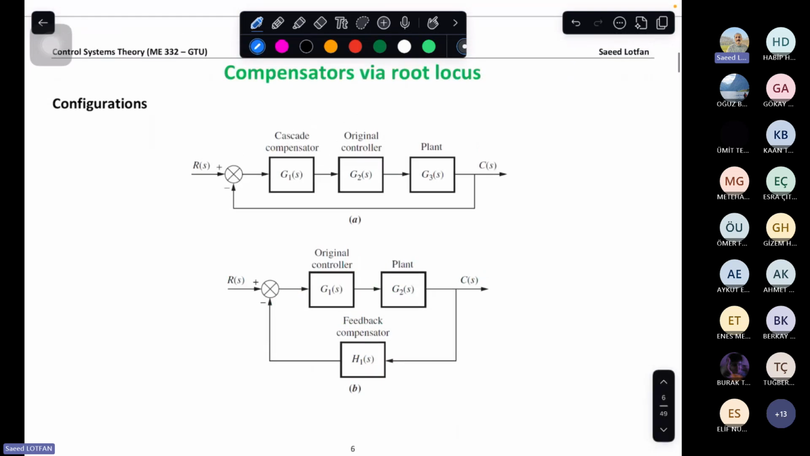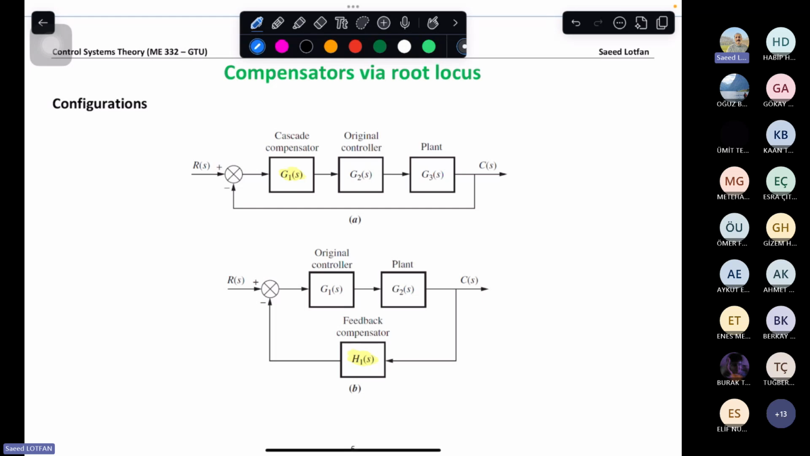So what are these compensators? They are some additional systems physically attached to the system. And on the block diagram, we show them as some extra control transfer functions. As you can see here on the above, we have this G1 here and this H1 here. This means that the original controller, in the above picture, had just G2 and G3 transfer functions, and G1 is added as a cascade compensator.